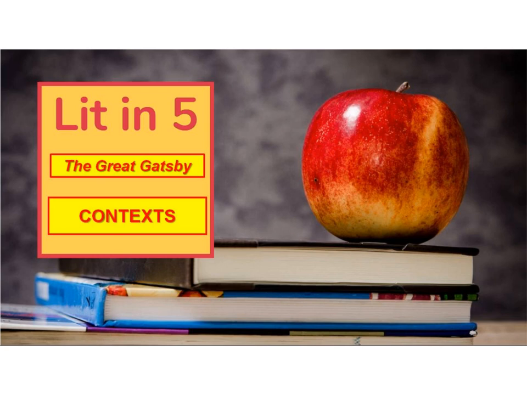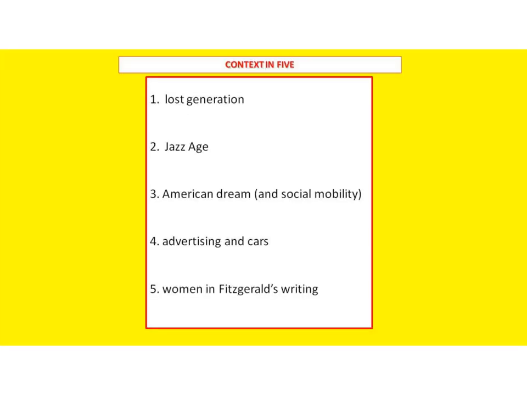So context is there to illuminate your reading of the literary text, but also you can then use the literary text to see what the writer might be saying back to or at the context from which the literary work is born out of. So hopefully that's one better than you usually get with your typical YouTube video on the context of a literary text. So, as ever, five areas, Lit in 5.